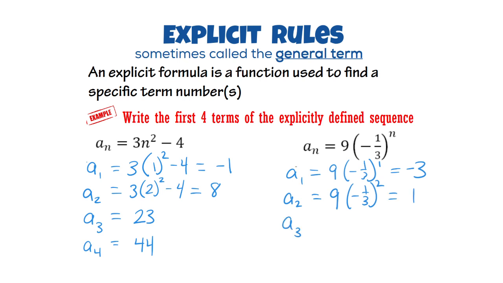All right, if it's cubed, getting trickier here. If I take it to the third power, now this time I'm going to shortcut and just write the answer. If I take that to the third power, it's going to be a negative 1/27. If I take that times 9, I'm going to end up with a negative 1/3. And the fourth term, what do you think? Right? Hopefully you get a positive 1/9.